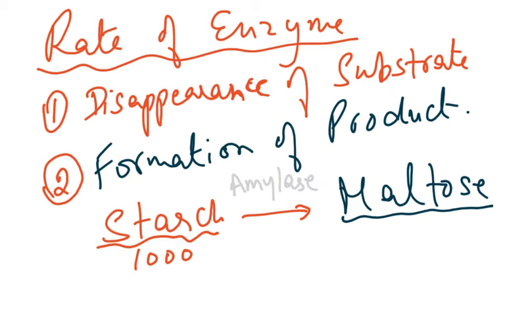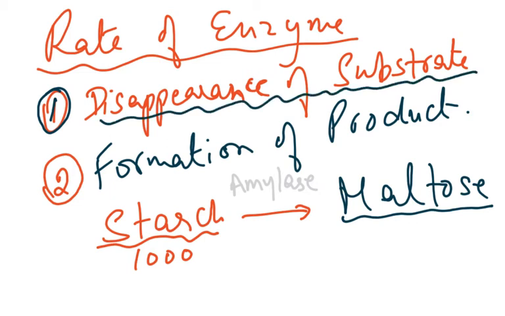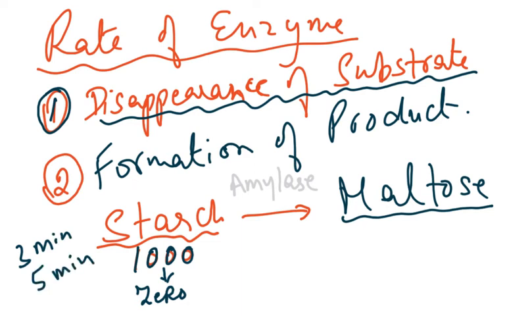So if we are studying this experiment in the lab, we can study two ways by which we can measure the rate. The first method is, how long does it take for the disappearance of the substrate? Say there were 1,000 starch molecules. How long did it take for them to become zero? Maybe it took 3 minutes. In another situation, it took 5 minutes. In another, it took 7 minutes. Naturally, this would be the fastest one because it only took 3 minutes and the entire starch was digested to maltose.